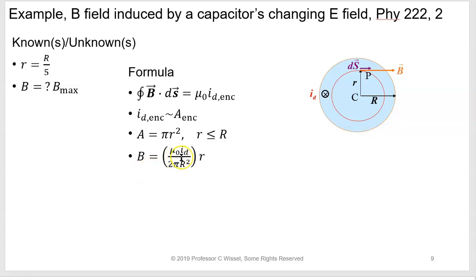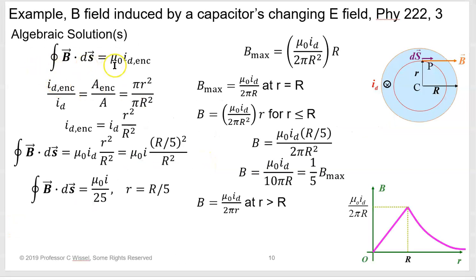B then becomes mu naught I_D divided by 2 pi big R squared times little r. Okay, we'll see that in a minute. So the integral of B dot ds equals mu naught I_D enclosed. I_D enclosed divided by I_D is just the area enclosed divided by the total area of the plate, which is pi little r squared divided by pi big R squared. So I_D enclosed is just I_D times little r squared divided by big R squared, where I_D is the total one. Then the integral of B dot ds equals mu naught I_D times little r squared divided by big R squared. And little r in this problem is 1/5 of big R.